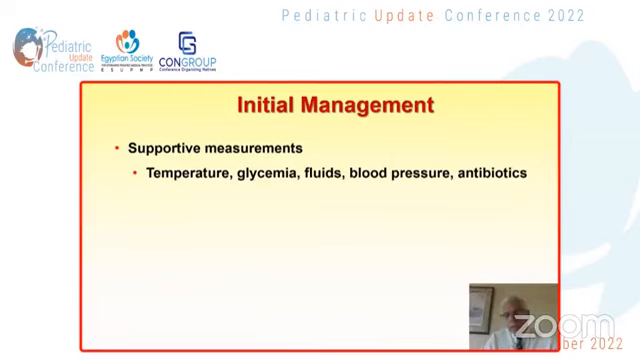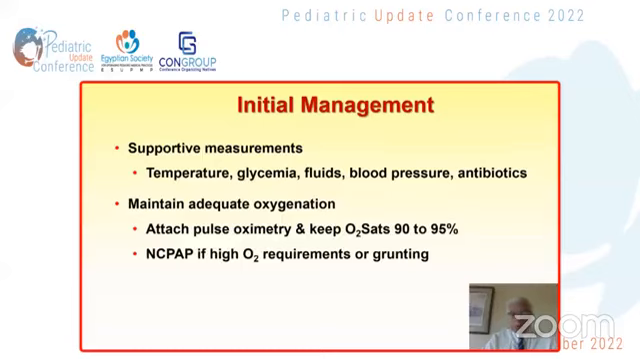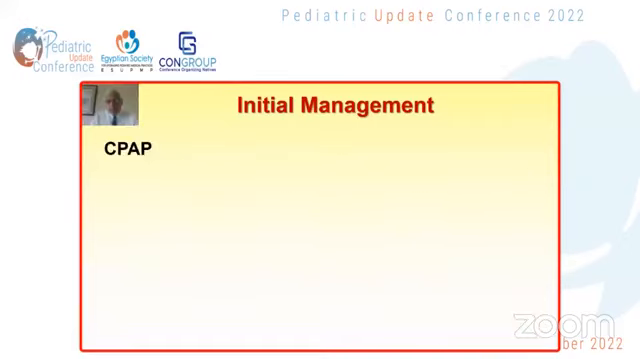Always check the blood pressure, and if antibiotics are indicated, consider giving antibiotics after a full septic workup. Always maintain adequate oxygenation, as I said before. Always attach the pulse oximetry on the right side, on the right wrist, pre-ductal, and try to keep the SATs 90 to 95. If the baby is grunting or the oxygen requirements are high, always consider nasal CPAP, which is one of the most important initial treatments you can do for any type of respiratory distress in the newborn.